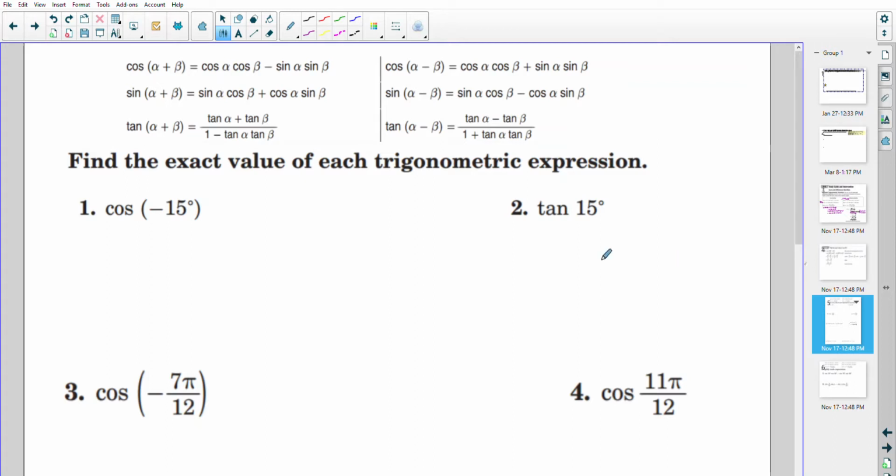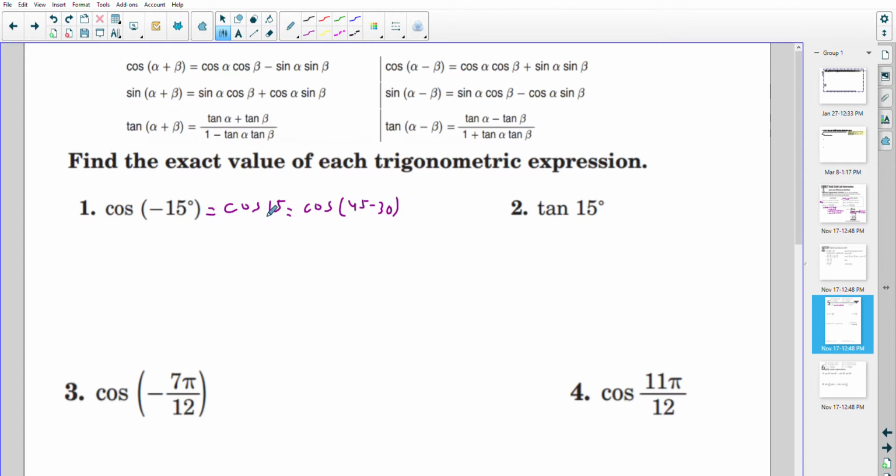Doing some problems with sum and difference formulas requires you to break down numbers and put them in terms of a sum or difference so you can use the formulas. So for example, if I looked at cosine negative 15, I can use the fact that this is an even function and write down the cosine of positive 15. One way to do it. And I know that the cosine of positive 15 is the same thing as the cosine of 45 minus 30.